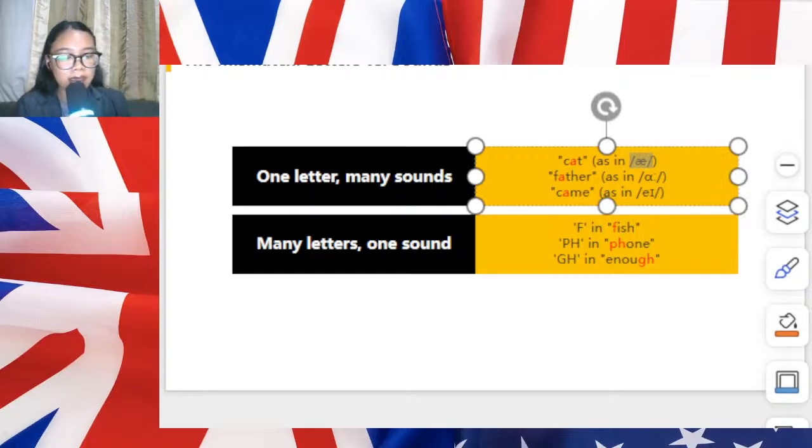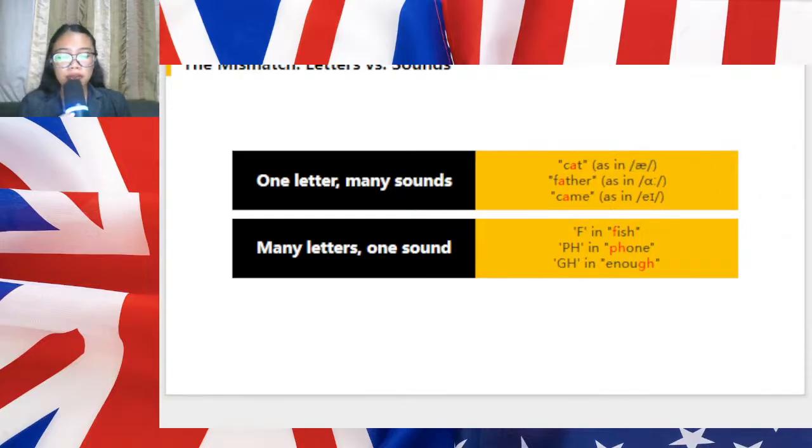Because again, IPA is one to one. One sound, one symbol. Okay? And another key point is that many letters have one sound. And here we have the spellings F, PH, and GH all making the same F sound. Not the letter F, but the F sound, like in fish, phone, and enough.